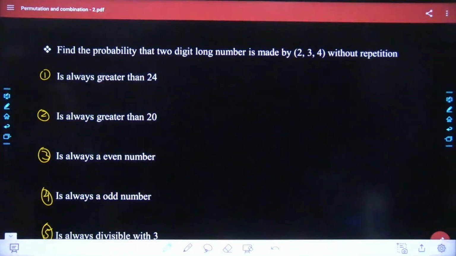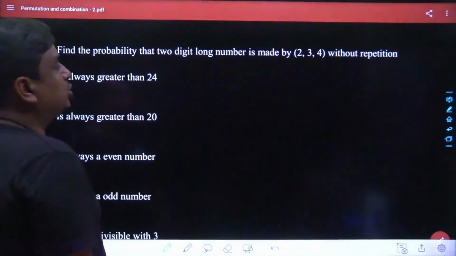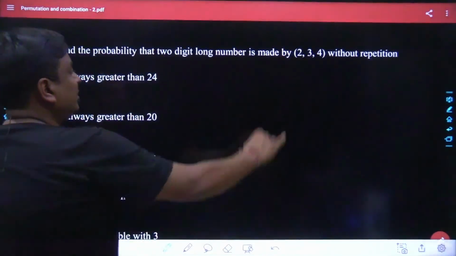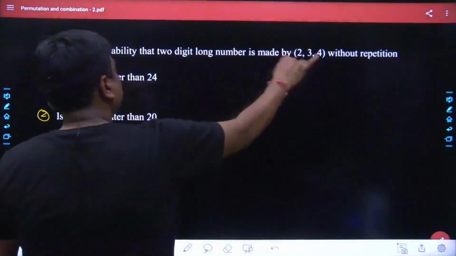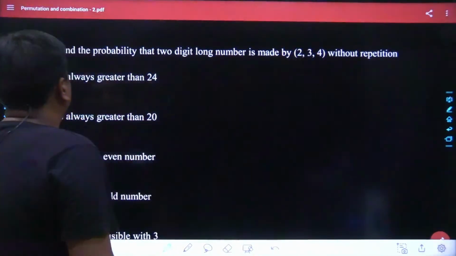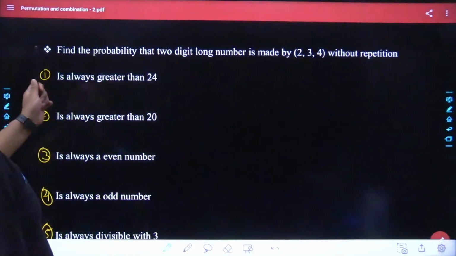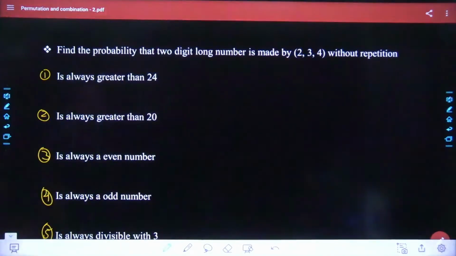So here comes the first question. Find the probability that the 2-digit number made from 2, 3, 4 is greater than 24. These are the 3 digits. With the help of three digits, we have to frame a 2-digit number without repetition. How many ways is it always greater than 24?